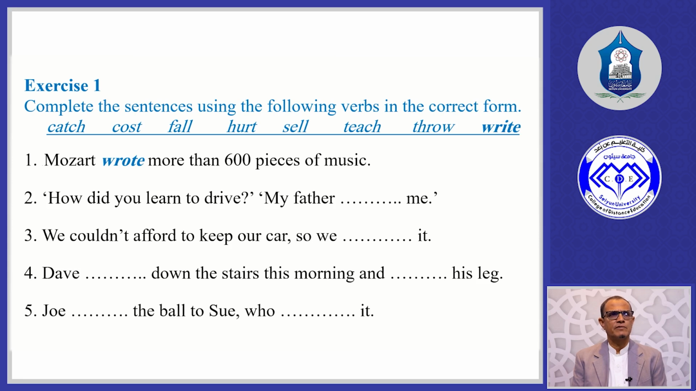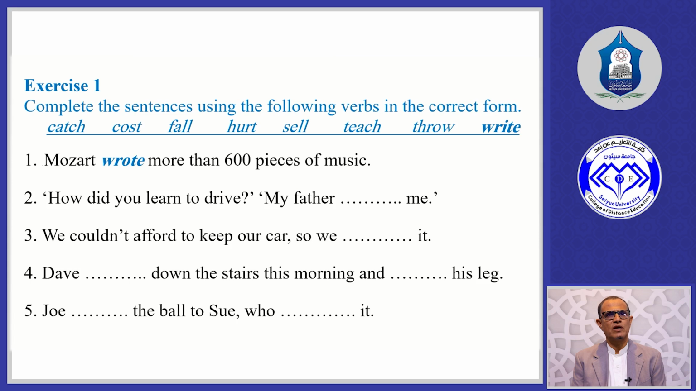Yes, now dear students, look, we have some exercises concerning the past simple tense. You have some sentences and you have to fill in these spaces using the verbs you have: catch, cost, fall, sell, teach, throw, write. Look at number one, you have an example. Mozart wrote more than 600 pieces of music. So this is past simple tense, because we have to change the verb write into wrote because the sentence is in the past simple tense.